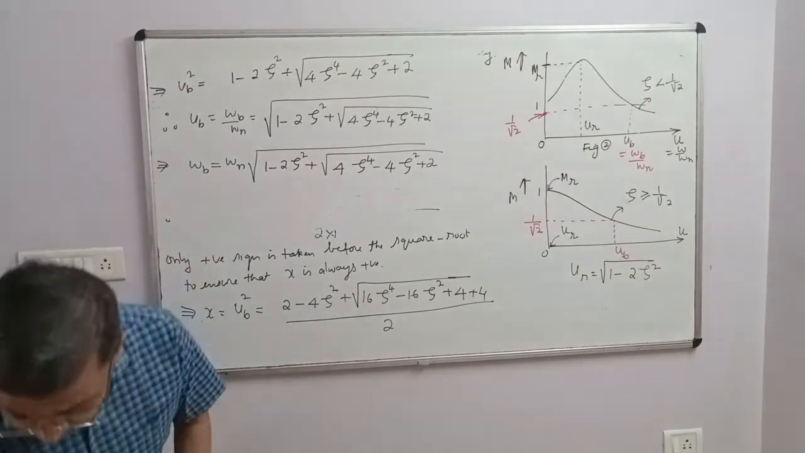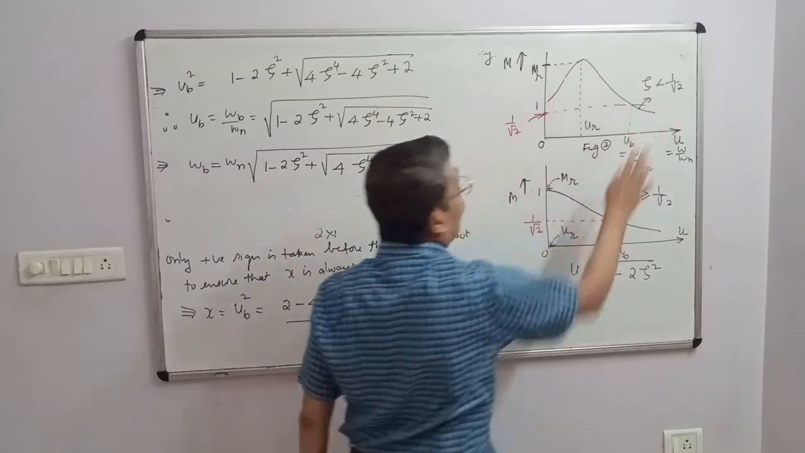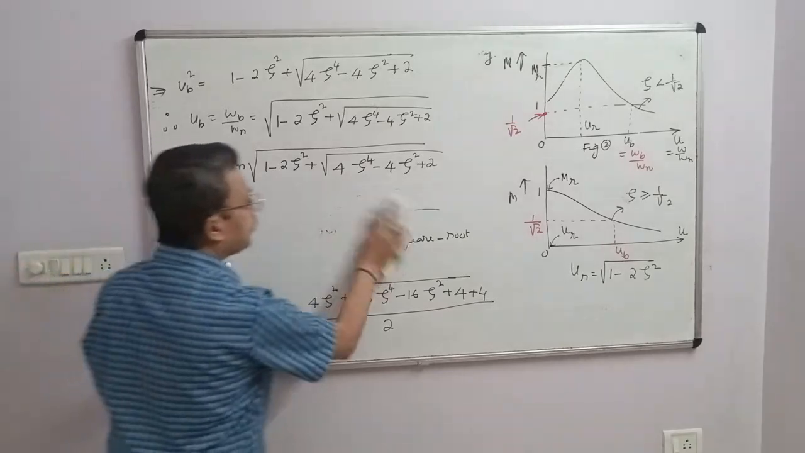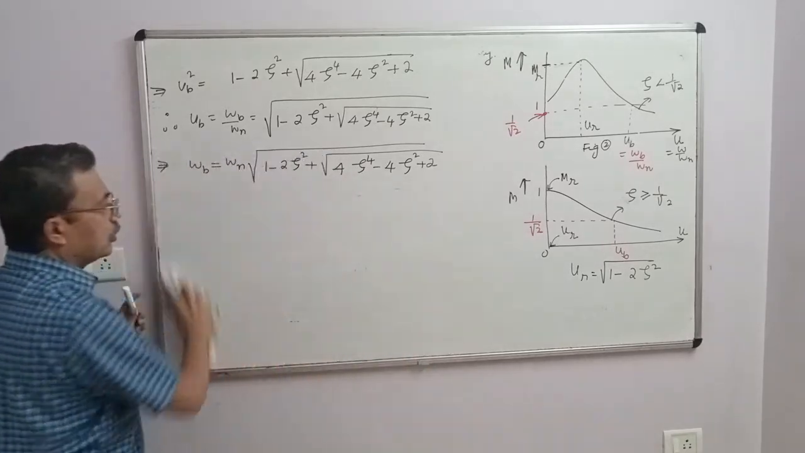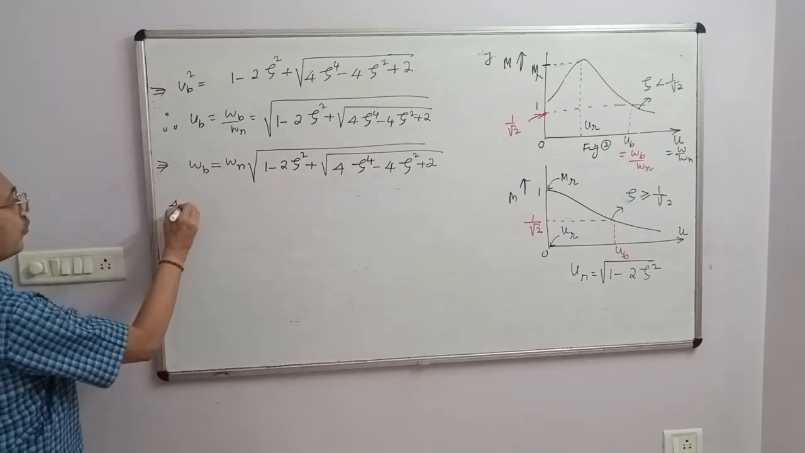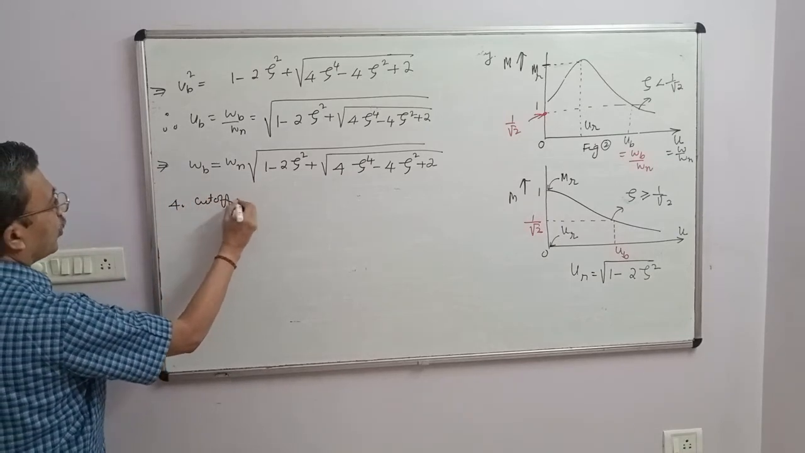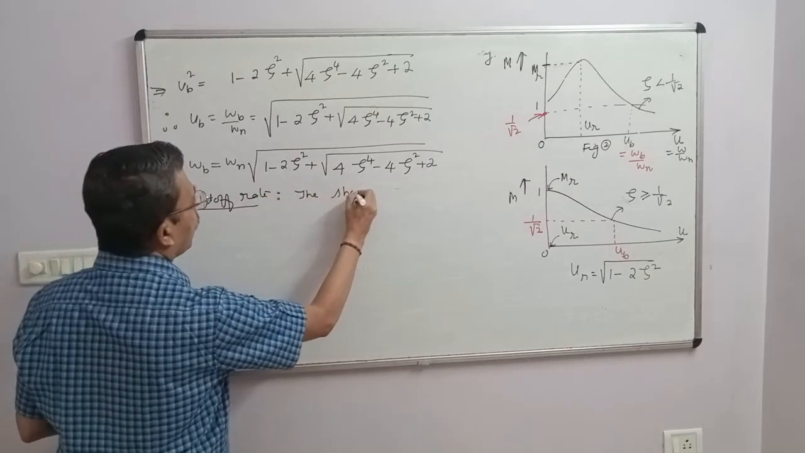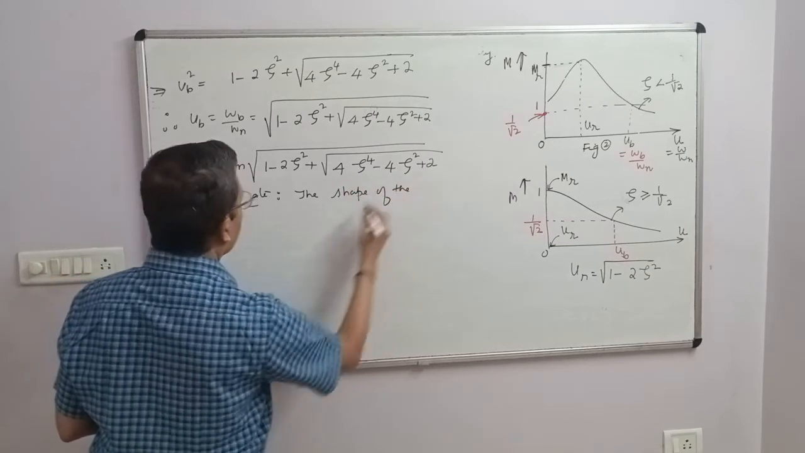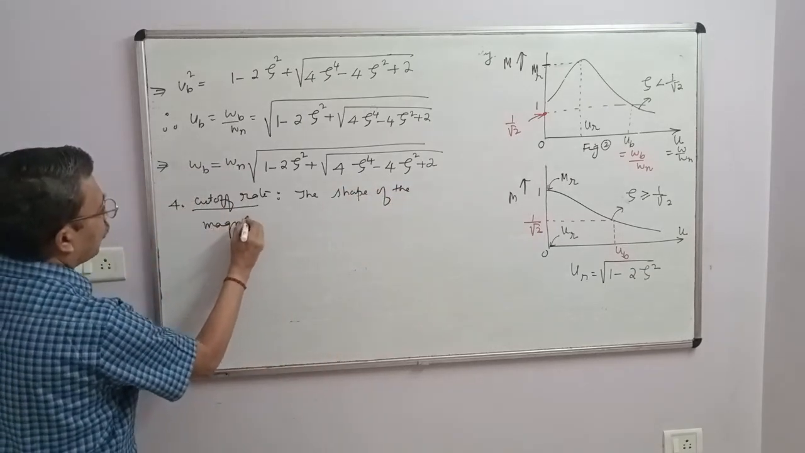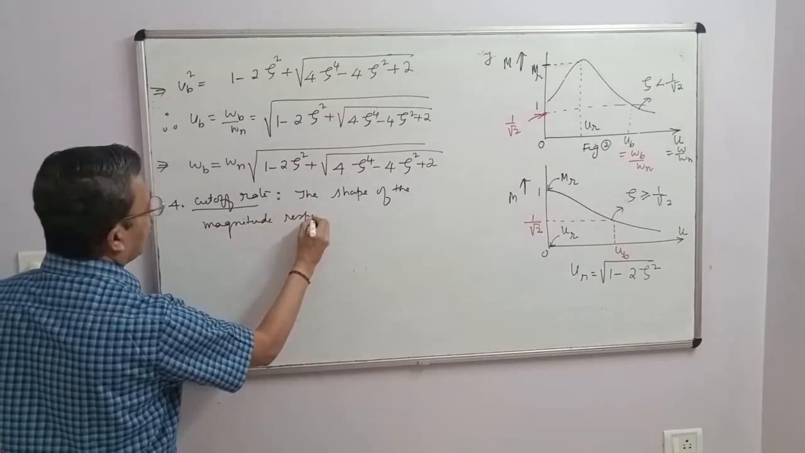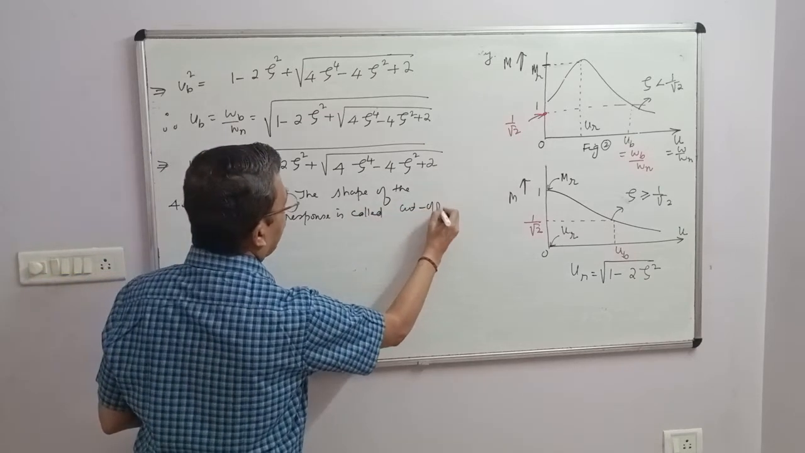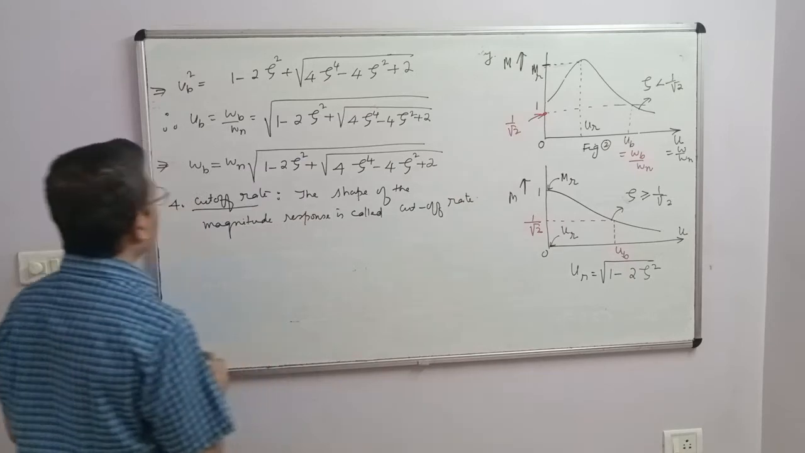Next, what is cutoff rate? The shape of the magnitude response is called cutoff rate. Fourth one, cutoff rate.